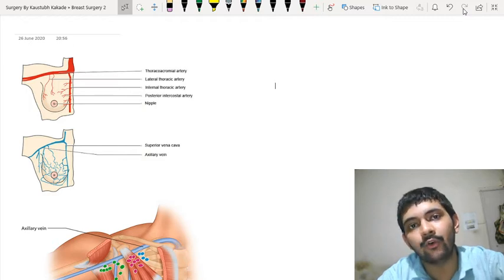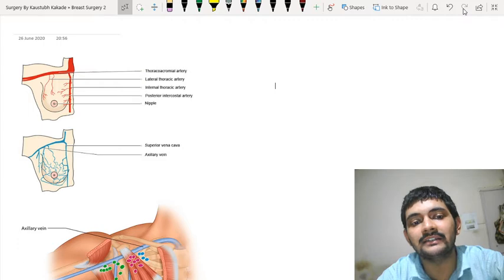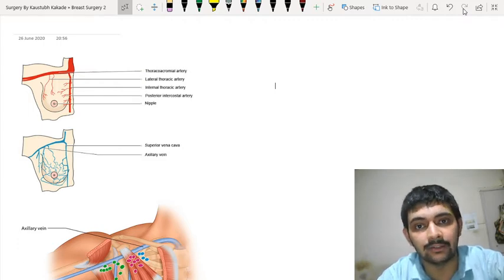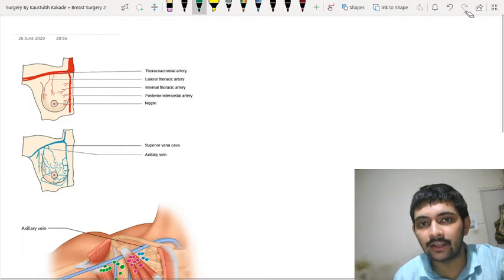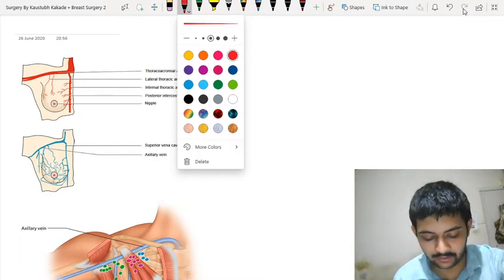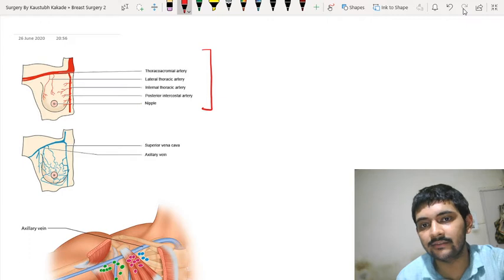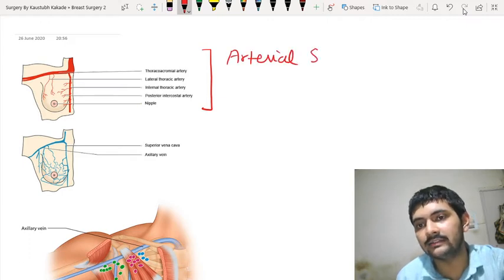So now we are going to discuss the blood supply, including the arterial and venous blood supply, as well as the lymphatic drainage and its surgical importance. The first thing I am going to start with today is the arterial supply. This image in front of you shows the arterial supply of the breast.